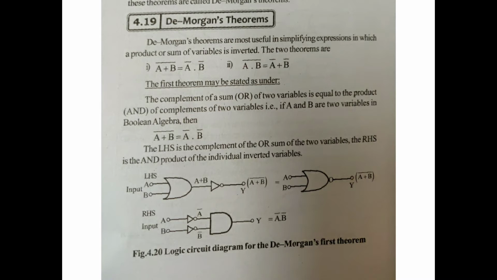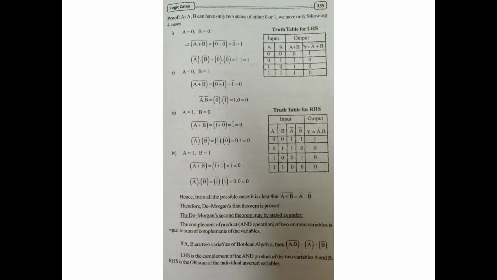So we will take the truth tables for left hand side and right hand side, and then we will verify the truth. As A and B can have only two states, that is either 0 or 1, we have the following four cases. First, to take the left hand side of the theorem. Input A is 0, B is 0, and output side A plus B is 0, and Y is equal to, that is output is equal to (A plus B) bar, that is 0 bar is equal to 1.